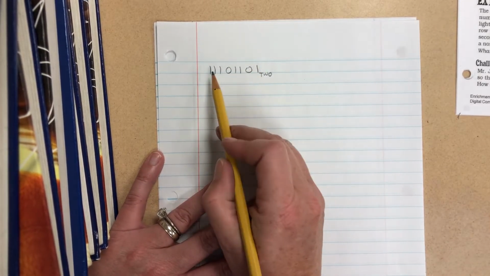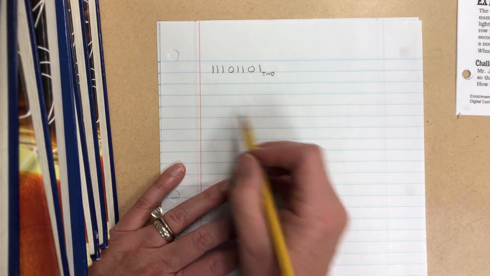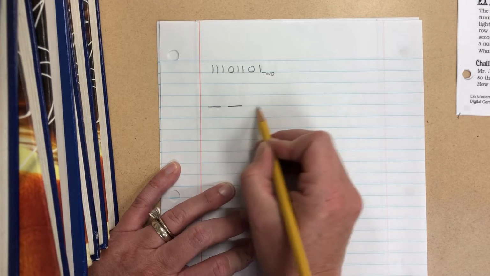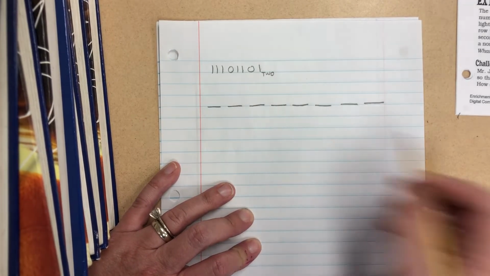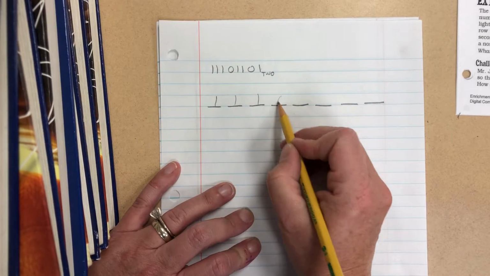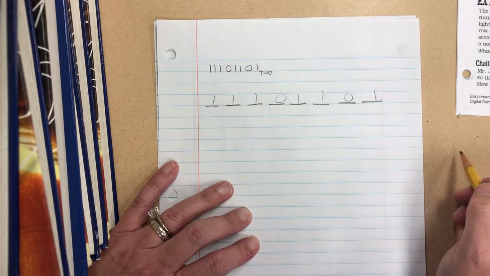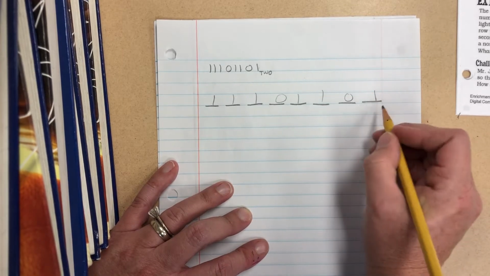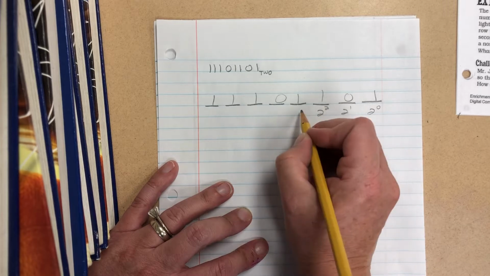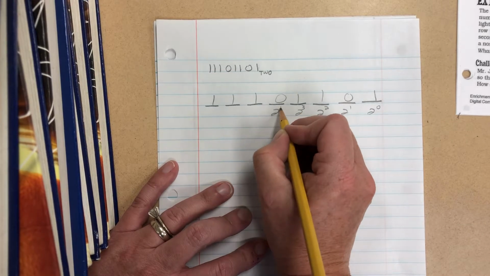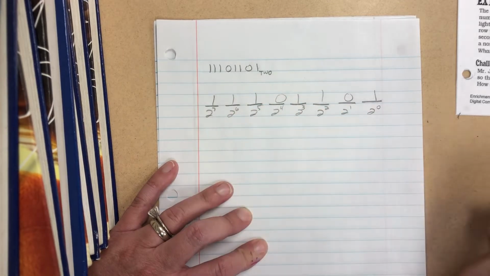So here I have this number, and it's 1, 2, 3, 4, 5, 6, 7, 8 digits long. So I'm going to number the digits 1 through 8, and I could even put them in. Now, this is base 2, so I'm going to start with my 1's place value. 2 to the 0, 2 to the 1st, 2 squared, 2 cubed, 2 to the 4th, 2 to the 5th, the 6th, and 2 to the 7th.